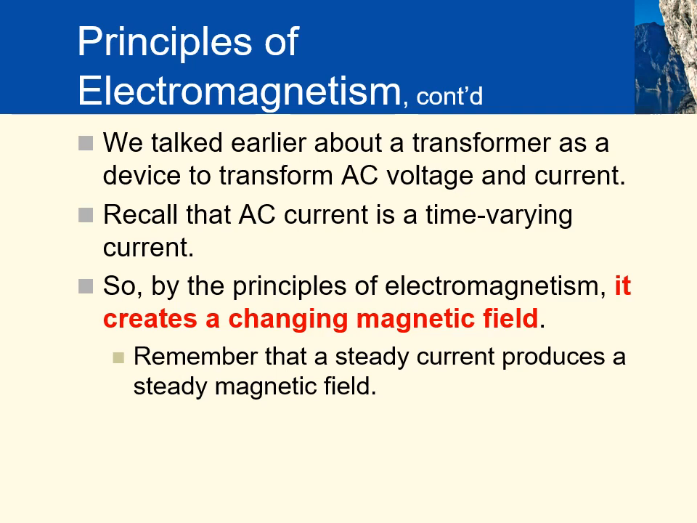So if we have a DC current, this will produce a steady magnetic field around it. And if we have an AC current, this will produce a time-varying magnetic field, which means there will be a change in the magnetic field.